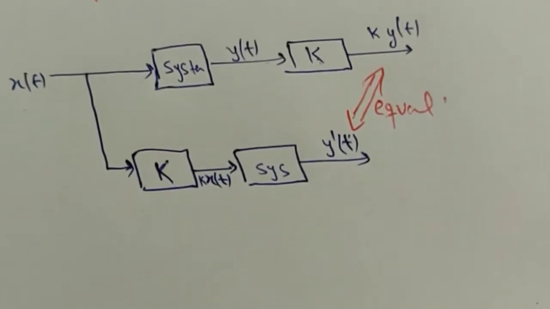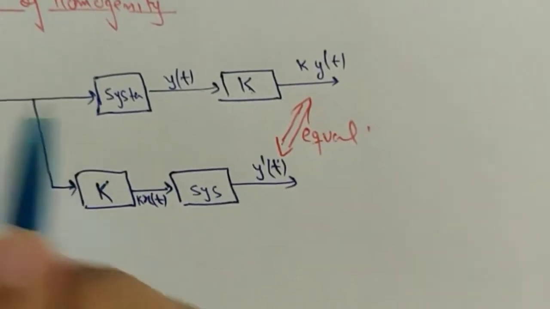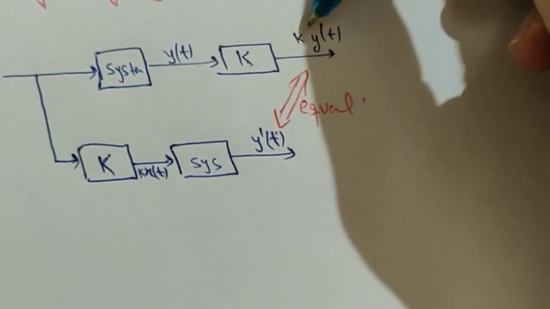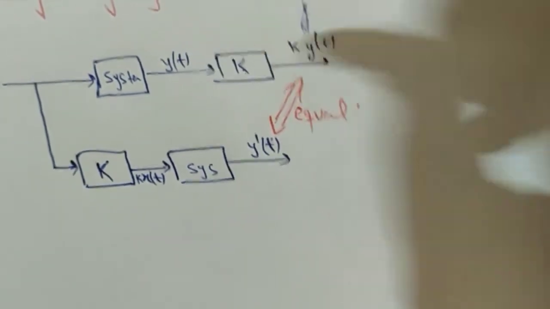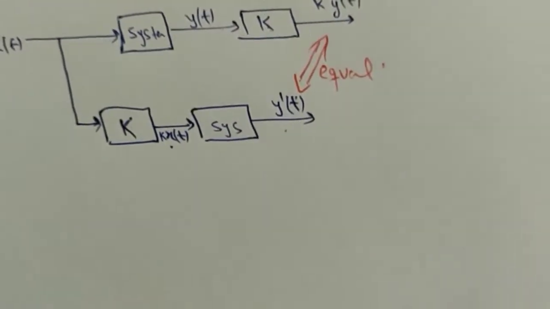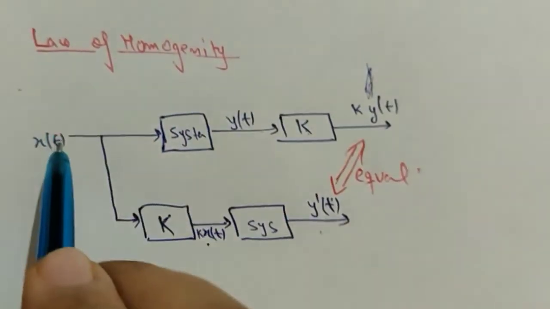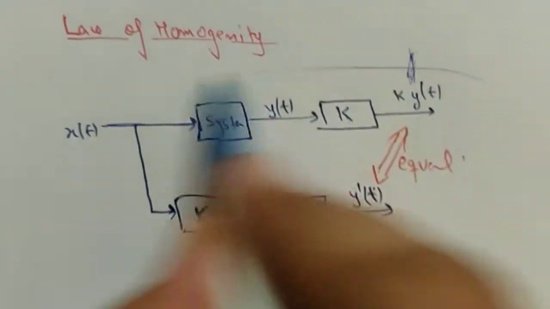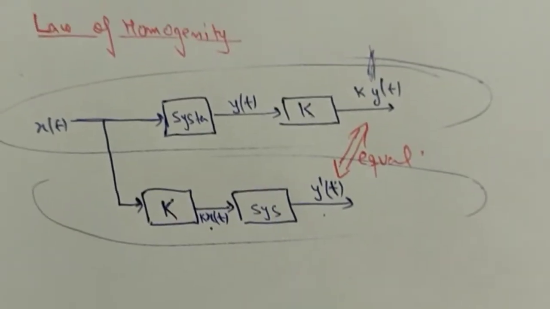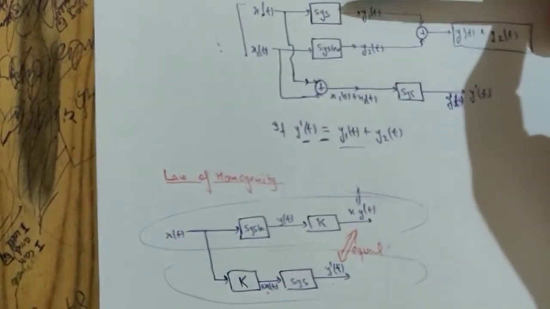So for a system to be homogeneous, if you give an input and the output which you get is multiplied by a constant k, that multiplied value should be equal to the output which you will get when you multiply the input before putting it into the system. Just pause the video and look at the block diagram for a second. If I give x of t through these two separate paths, the output should be equal. That is what law of homogeneity is. And if a system follows law of additivity and law of homogeneity, it is said to be a linear system.